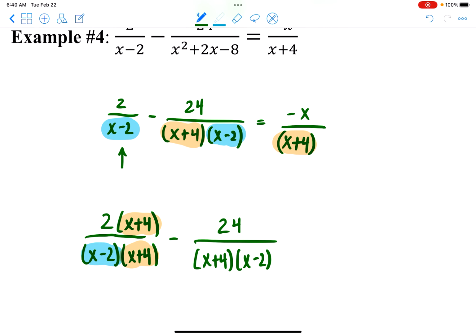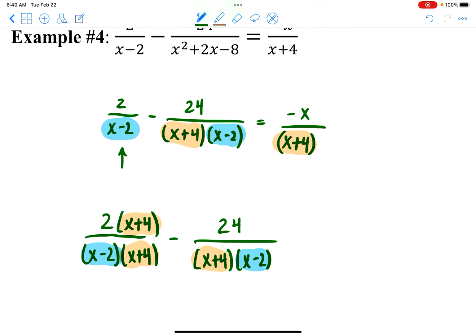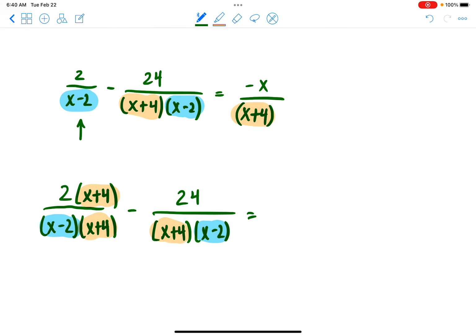Does it matter that the order is backwards on these guys here? What do I mean by that? I mean, see on this fraction, the x plus 4 is first, and on this one, the x minus 2 is first. Doesn't matter at all. Okay. Negative x. This is going to be x plus 4. What does this fraction need? This fraction already has the orange x plus 4. It needs the blue x minus 2, right? So we're going to give it the x minus 2.